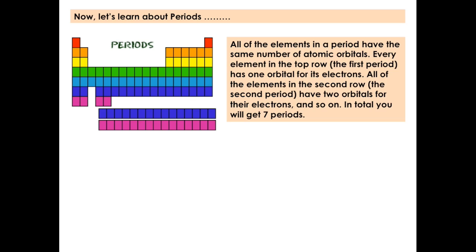Now let's learn about periods. Periods are the horizontal lines in the periodic table. All the elements in a period have the same number of atomic orbitals. Every element in the top row, the first period, has one orbital for its electrons. All the elements in the second row, the second period, have two orbitals for their electrons, and so on. In total, you will get 7 periods.